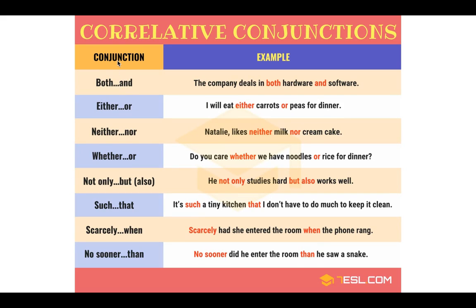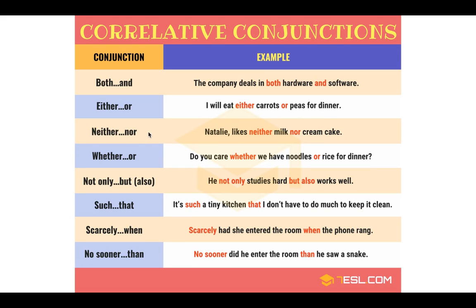Then we have correlative conjunctions, and that just means you have to be careful to make sure that you're using words that go together. So both and go together. The company deals in both hardware and software. You wouldn't say the company deals in both hardware or software, because if it's both, it has to be and. Here you can say either or. I will eat either carrots or peas for dinner. You can't say I will eat either carrots and peas for dinner. That won't make sense, because if you're saying either, then you're saying either or.